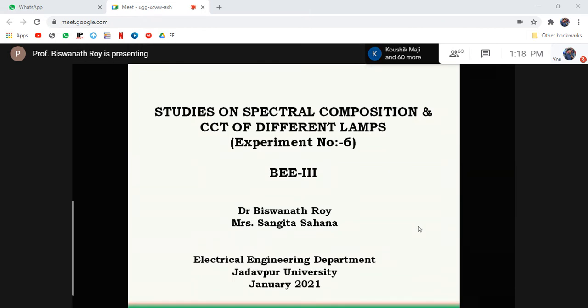We are going to discuss the underlying theory and the process of experimentation and some results of experiment 6. The title of the experiment is Studies on Spectral Composition and CCT. CCT stands for Correlated Color Temperature of Different Lamps. So this is the title of the experiment, and myself Vishwanath Roy and Shongita Madam, both of us are going to present this.